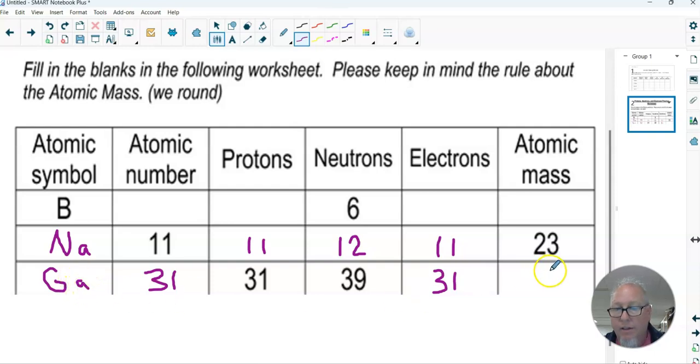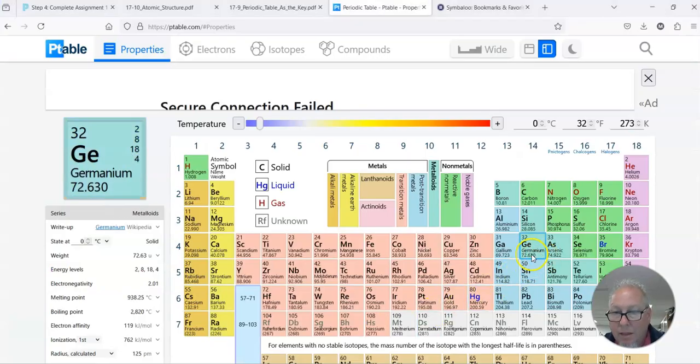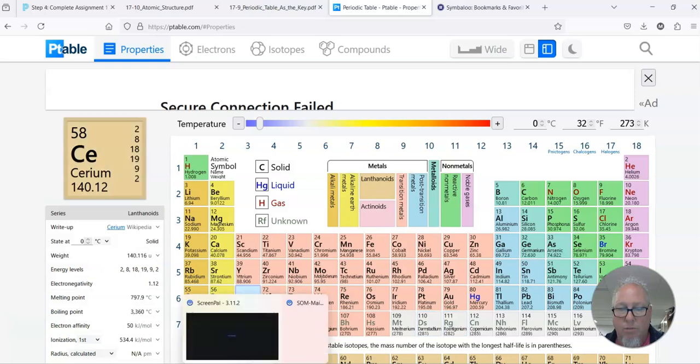and then finally the atomic mass. Add those two together, protons plus neutrons is the mass. And you should be able to check that by looking on ptable.com. Gallium does have a mass of 70 if you round it to the nearest whole number.